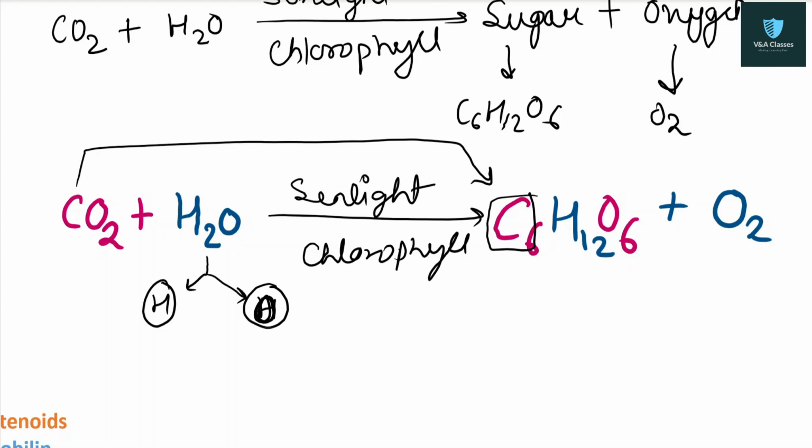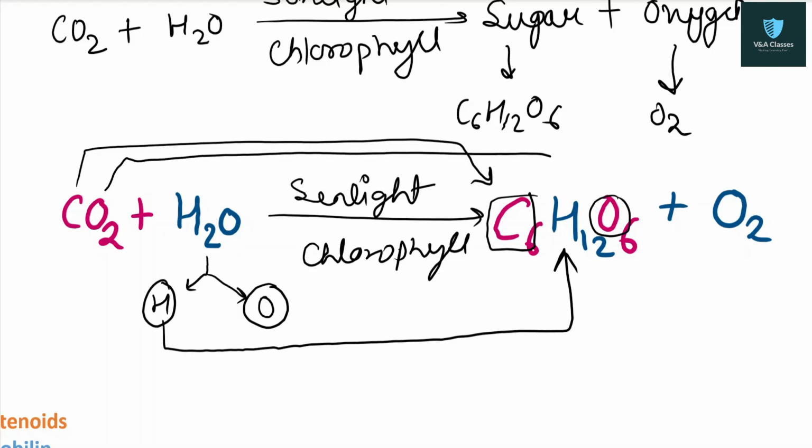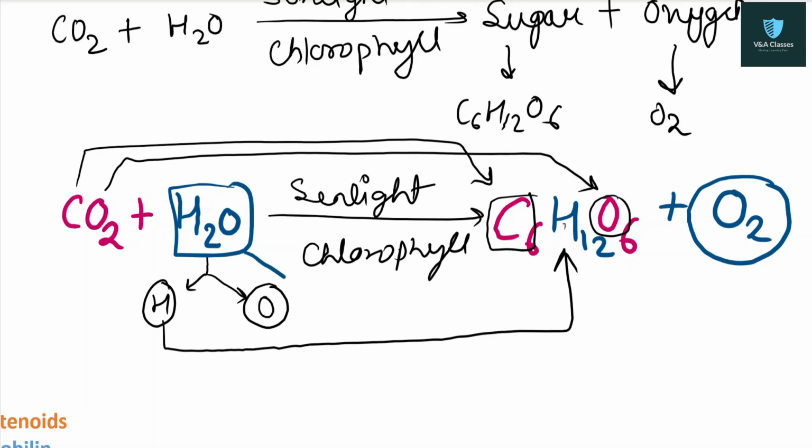This was split into hydrogen and oxygen. So this hydrogen is what is utilized in the carbohydrate. And where does this oxygen come from? This oxygen is also coming from carbon dioxide. So we have seen the source of all the three elements. The carbon is coming from carbon dioxide, the oxygen is also coming from carbon dioxide, and the hydrogen is coming from water. Now the most important question that everybody will ask is, where does the released oxygen come from? This oxygen comes from the splitting up of water. So the source of oxygen is water and not carbon dioxide.